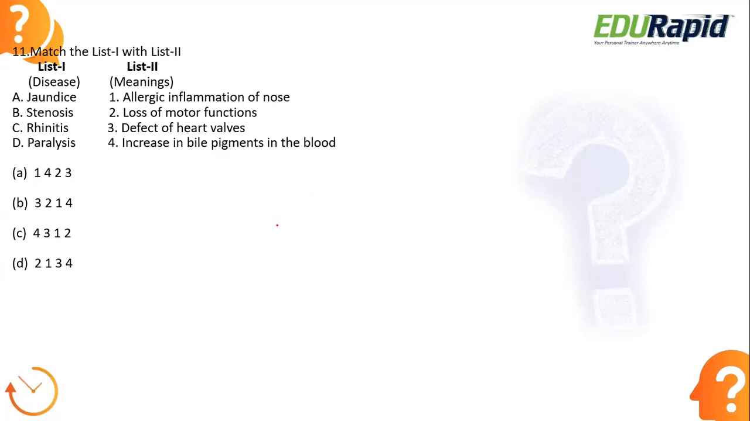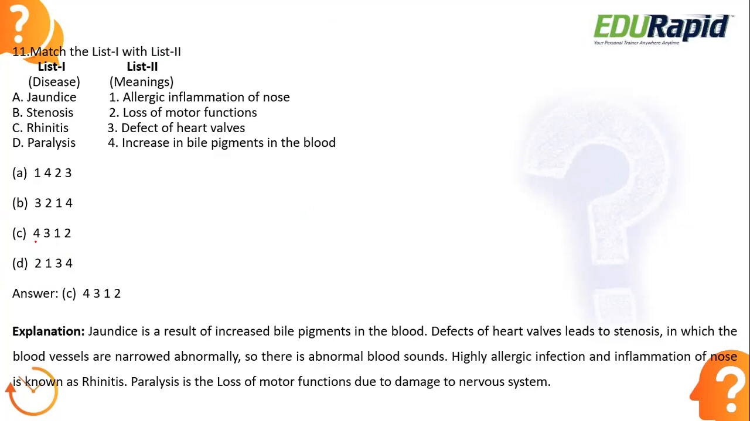Okay, now let us look at the right answer here. The right answer is option C 4312. Jaundice is caused because of the increase in bile pigment in the blood.